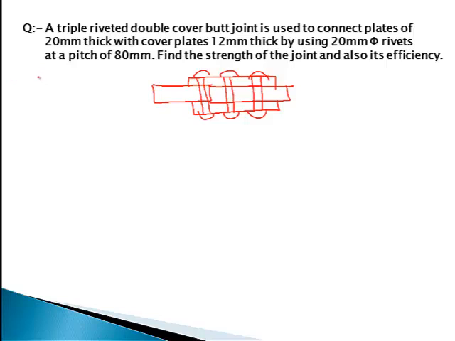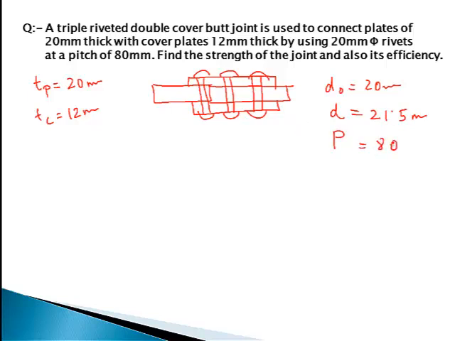There are two types of thickness. One is for the plate, it's 20 mm, and for the cover it's 12 mm. The diameter is given, it's the same 20 mm. So if it is 20, what will be the hole diameter? You have to add 1.5, so it will be 21.5. The pitch is given as 80 mm.